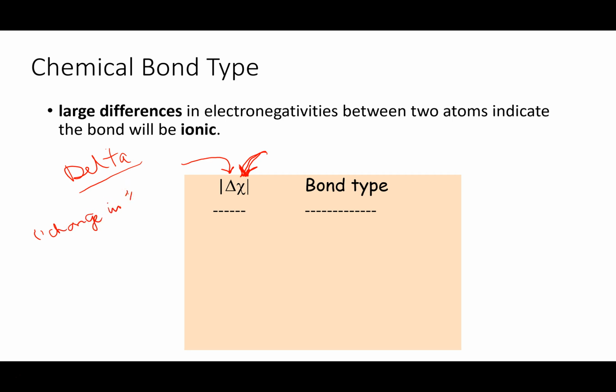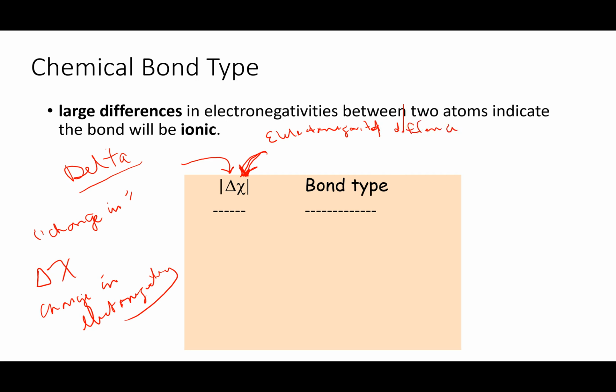So now we're talking Greek here. If I see delta chi, that means change in electronegativity. And probably more to the point, it's actually the electronegativity difference.